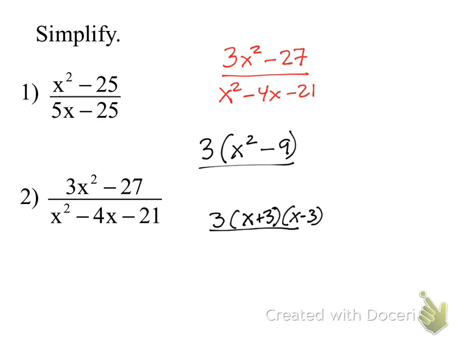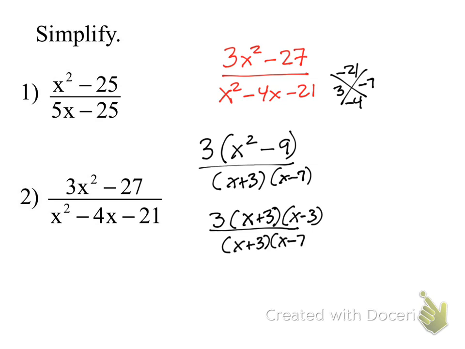Good. And in the denominator, how do I factor that? What multiplies to negative 21 and adds to negative 4? Brianne? Negative 7 and 3. Okay, so that factors to? X plus 3 times the quantity of x minus 7. Good. Now, what gets cross-canceled, Noah? You can cross cancel x plus 3. Good. And we are left with 3 times x minus 3 over x minus 7.